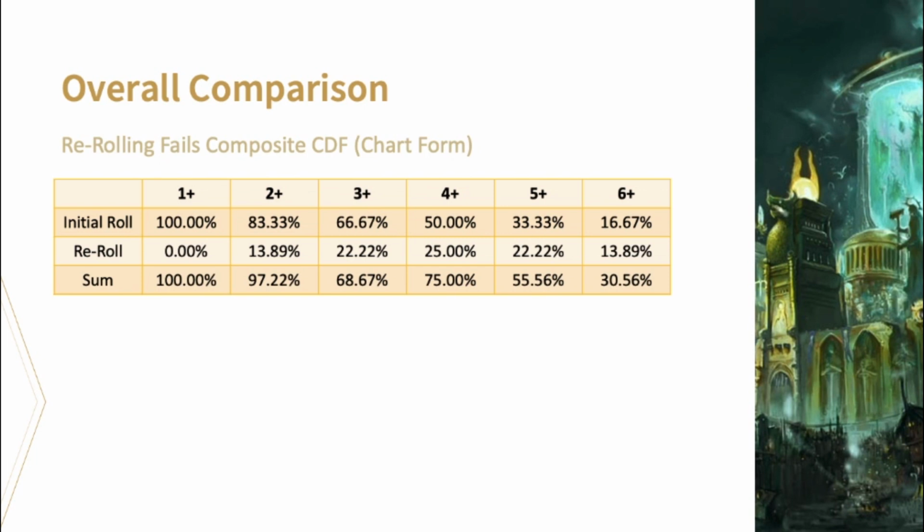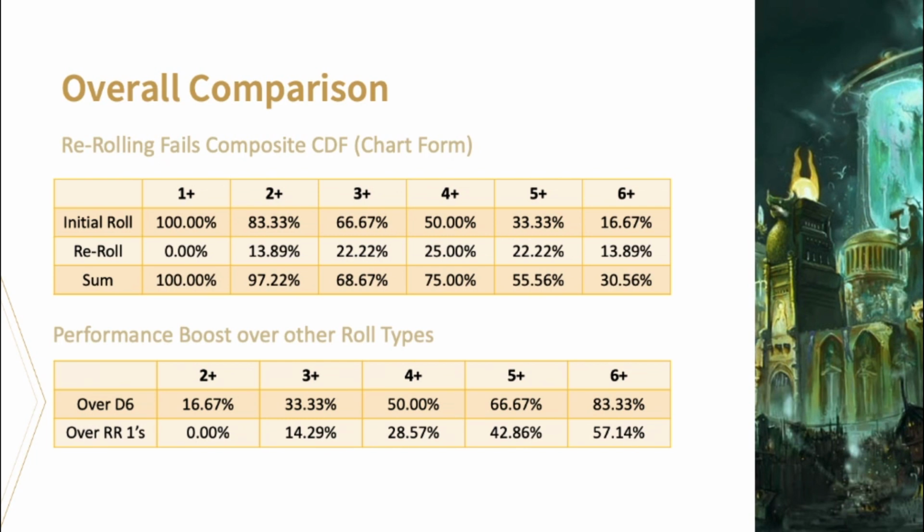Finally, and of definitely the most interest to most of you out there, the final results for rerolling fails can be seen in the final row, with a 2+ getting a whopping 97% improvement, or not improvement, but a 97% chance of going off, a 3+ getting 89%, 4+ getting a 75%, 5+ getting a 56%, and a 6+ getting a 31%.